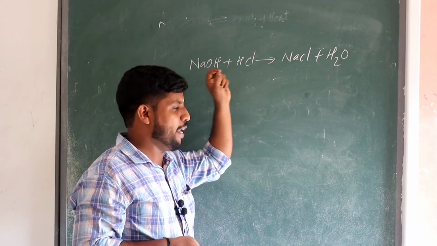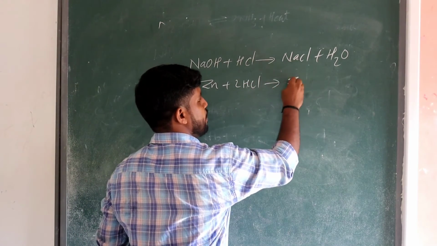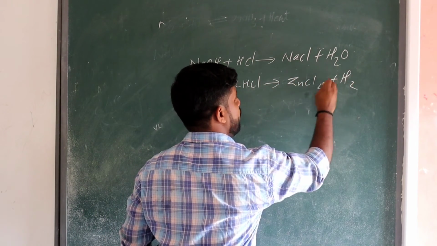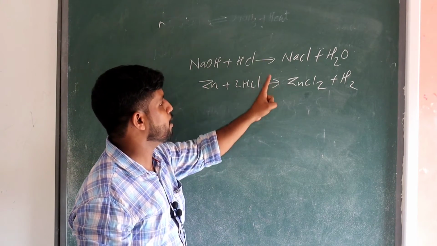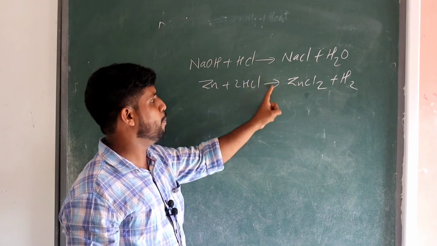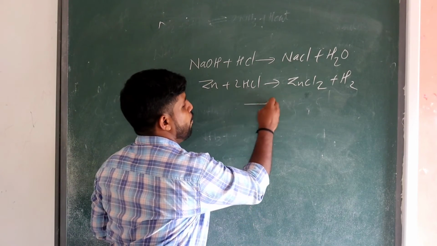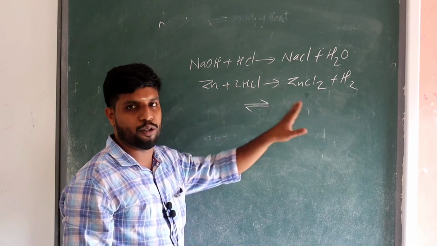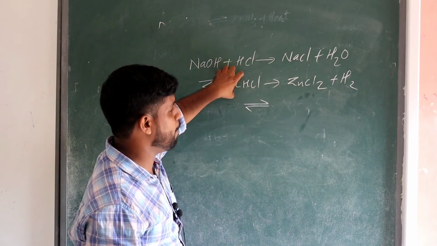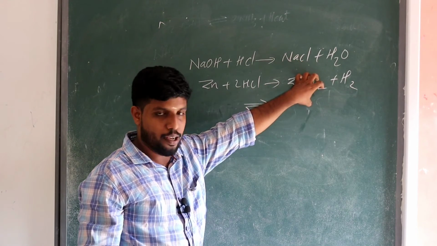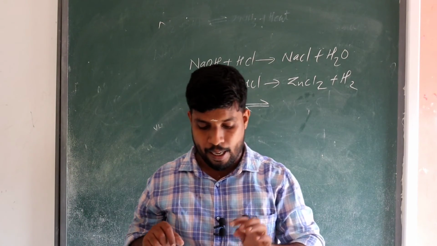Examples are the reaction of neutralization and the reaction of a metal with an acid. For example, Zn plus 2HCl gives ZnCl2 plus H2. These are examples of what? Irreversible reactions. Then how can you identify an irreversible reaction? It is symbolized by one arrow mark, in one direction only. But if it is a reversible reaction, we symbolize it with arrows in both directions, between reactant and product. In an irreversible reaction, the reactant combines and forms the product, and the product is not decomposed or reacted back. Such types of reactions are known as what?